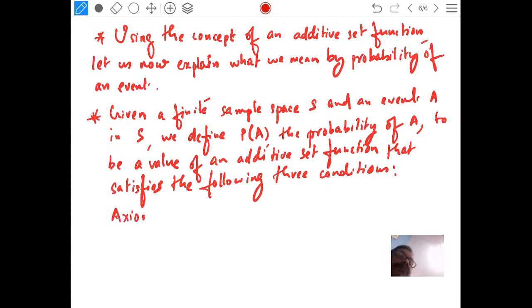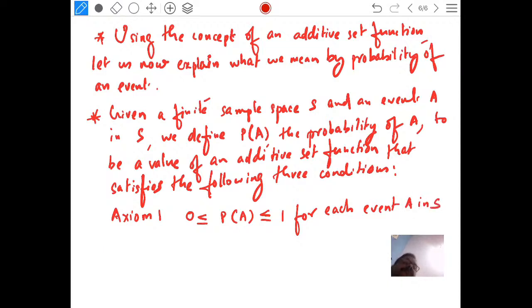So axiom 1: 0 less than or equal to P of A less than or equal to 1 for each event A in S, where A is an event and S is the sample space. Then axiom 2: P of S equal to 1.